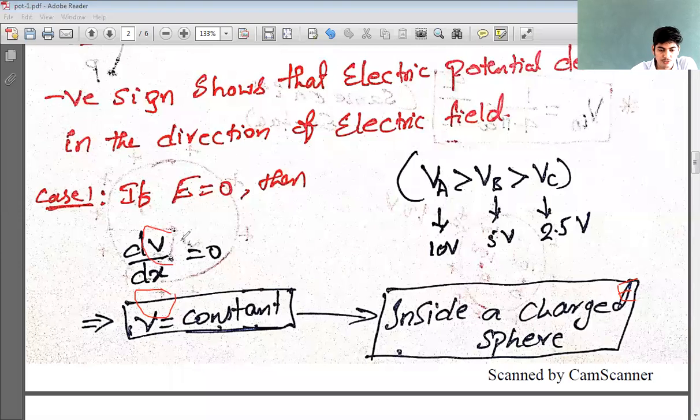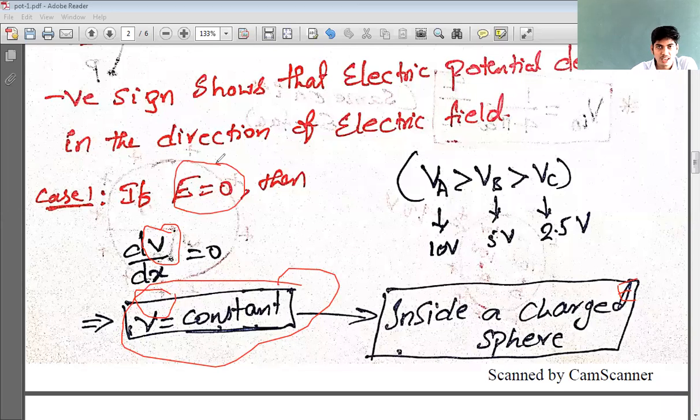So if differentiation of V is 0, V must be a constant. V must be a constant. In the region where electric field is 0, in that region electric potential will always be constant. Constant means the value can be anything: 100 volt, 200 volt, 300 volt, or 0 volt. In whichever region the electric field is 0, the electric potential is constant throughout that region, right? We'll illustrate this with an example as well.